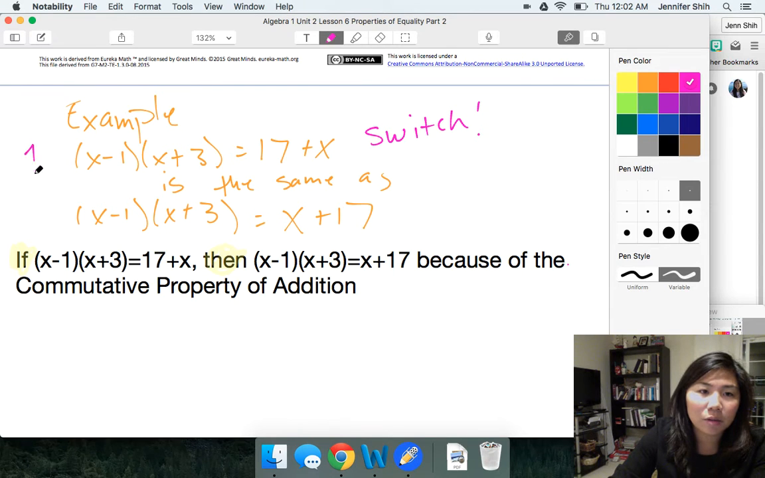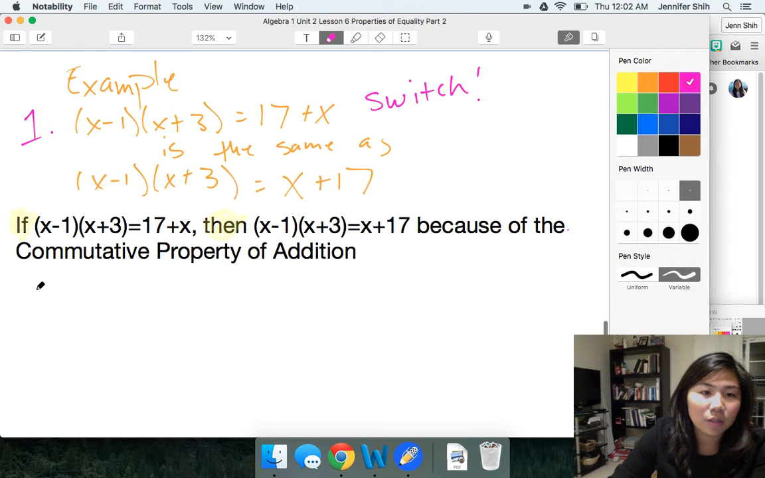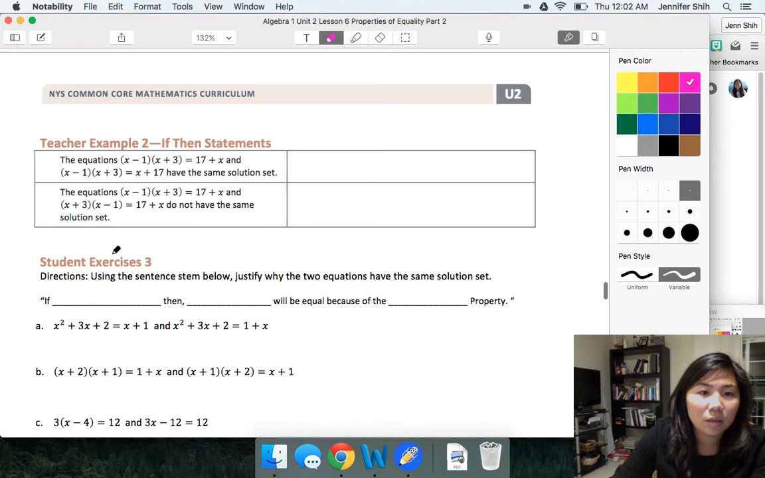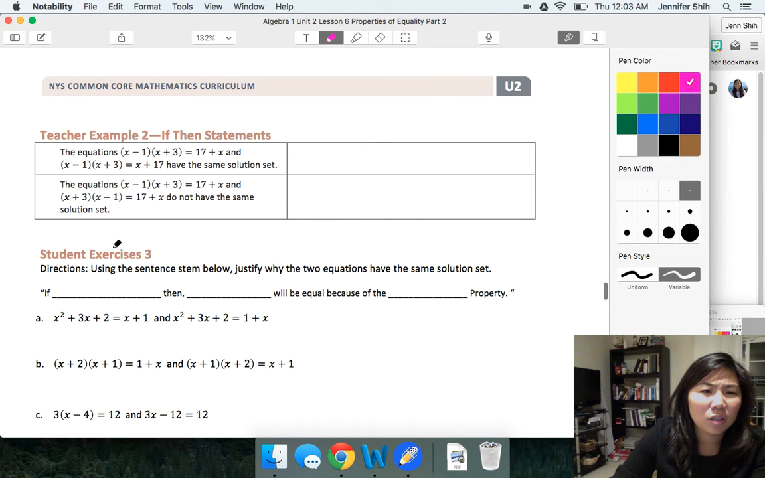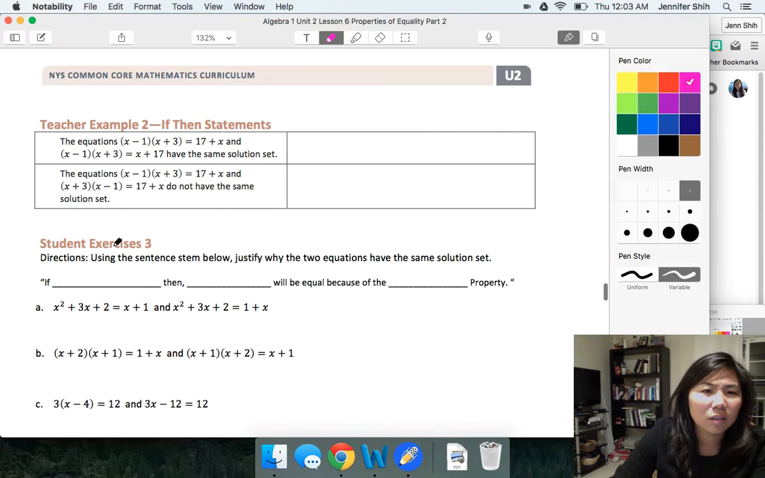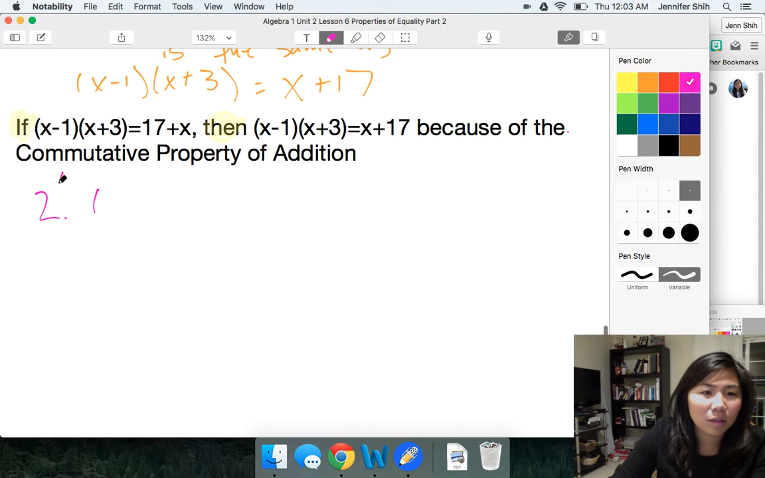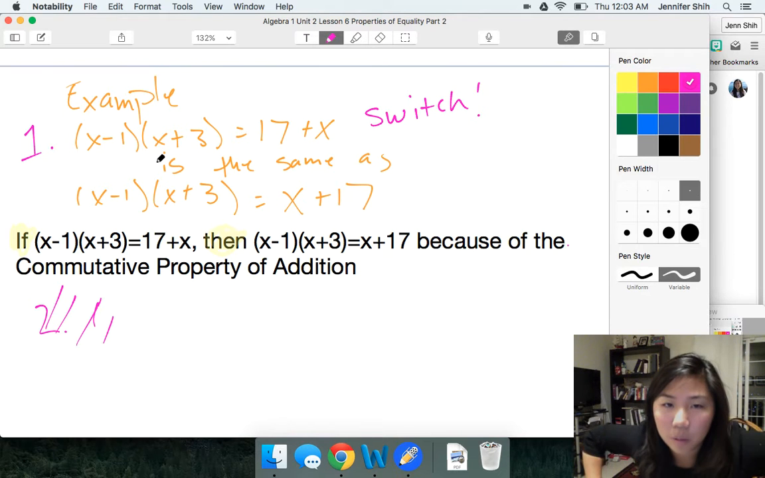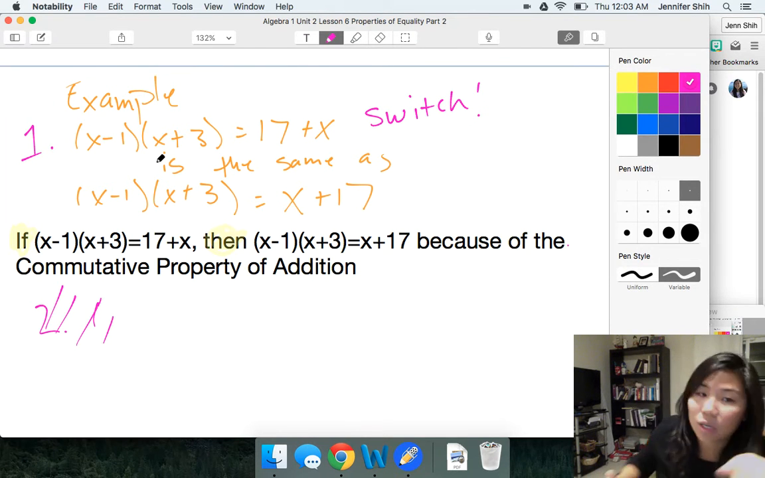So this was example 1. Let's do example 2. Let me go look at the example again. The equations. Nope, that's it. We're done then. Woohoo! So this was just an example of when you're asked to justify, which you were actually going to practice in your student exercises.